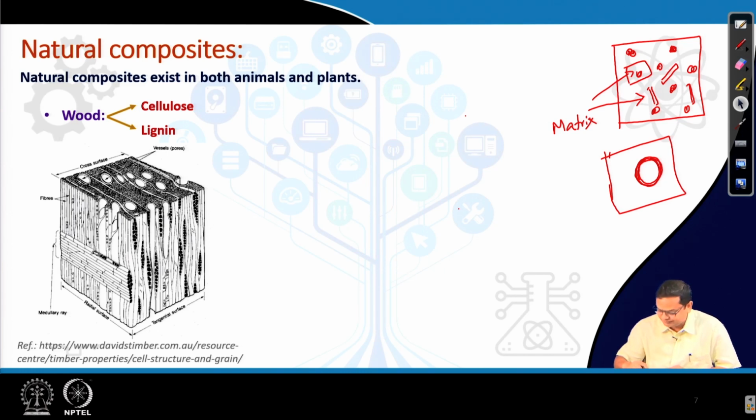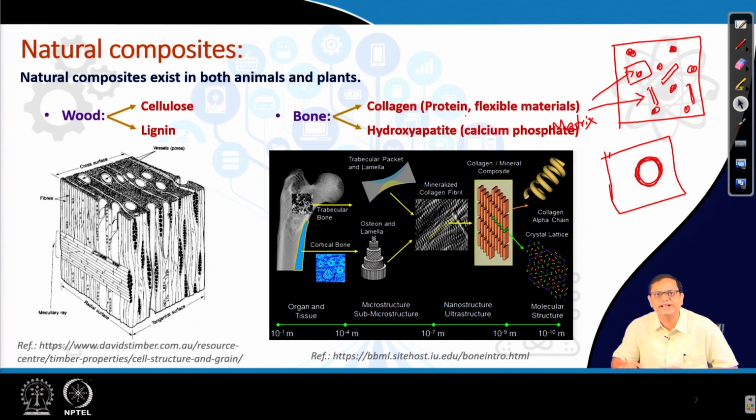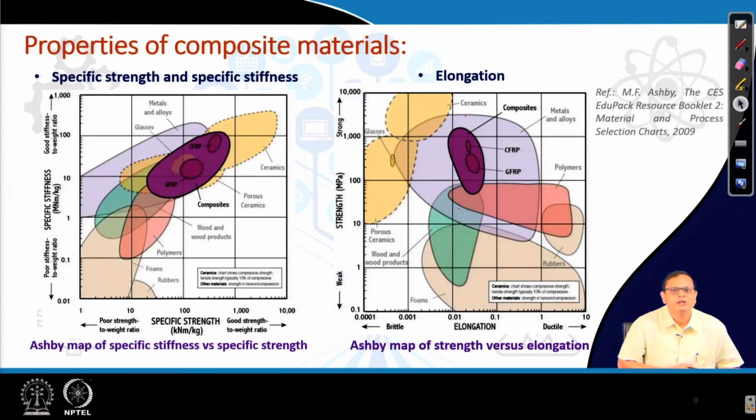Similarly, we have existence of composite materials in our body as well. The bone structure is a highly composite material. In this case, the matrix is made of hydroxyapatite. It is basically a kind of calcium phosphate, and this hydroxyapatite is reinforced with a protein fiber called collagen. Now, we understand what a composite material is. We understand that it is a combination of two or more different phases, and ultimately that leads to improvement in properties. Excellent.